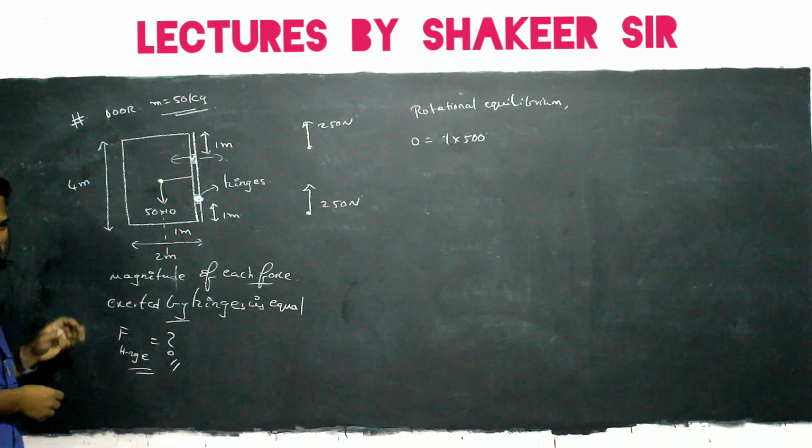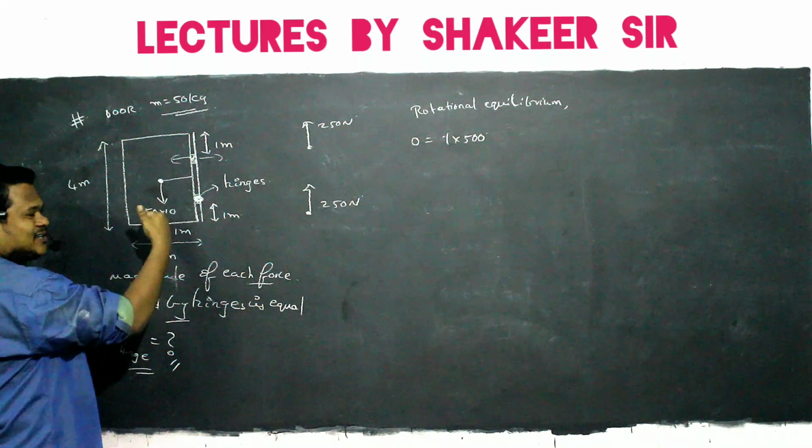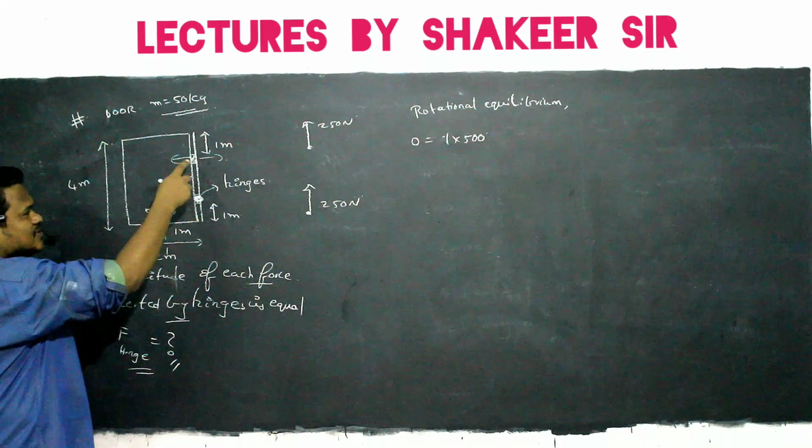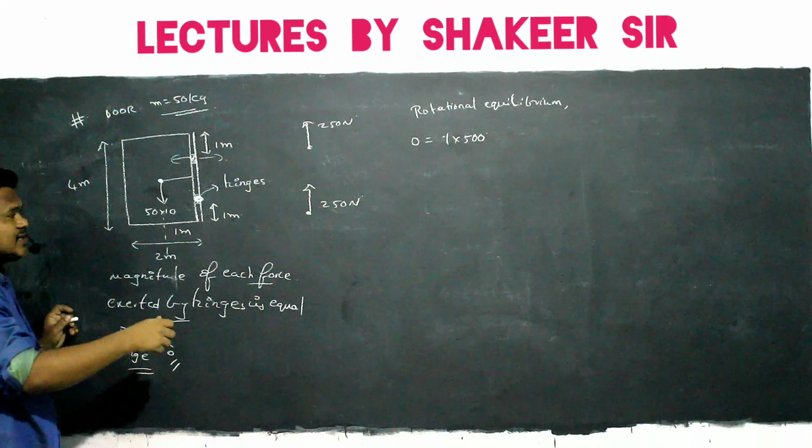Why? Anti-clockwise. So this is this type of torque, no? Positive torque. So this hinge should give negative torque. Are you able to understand, ma?